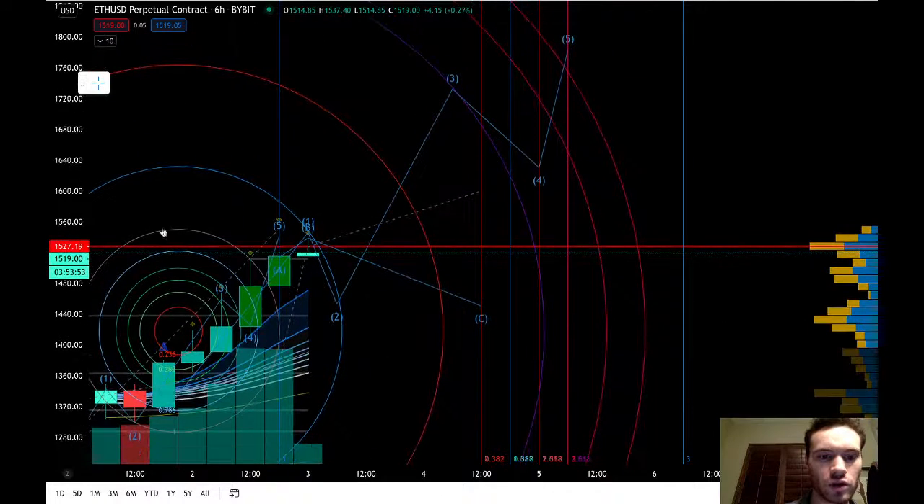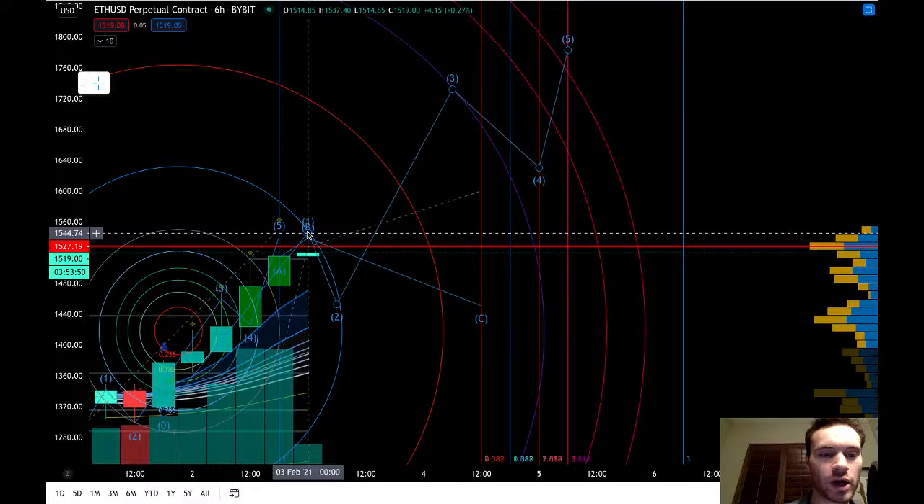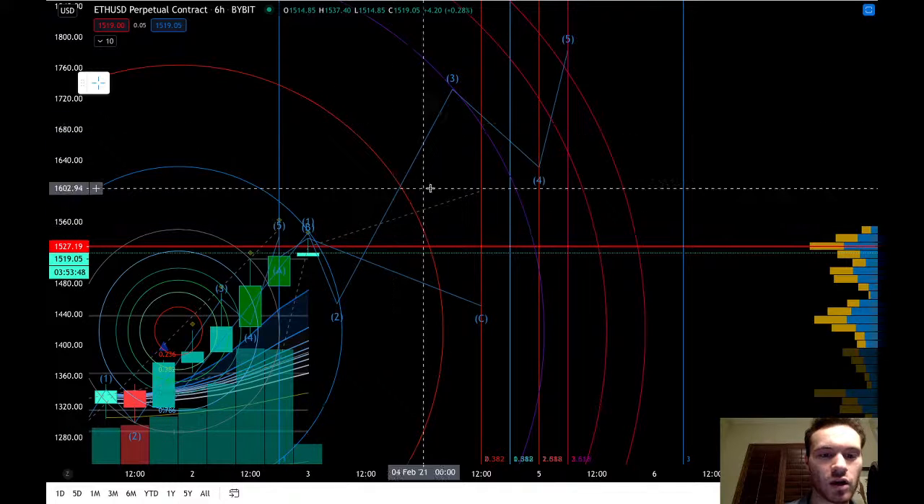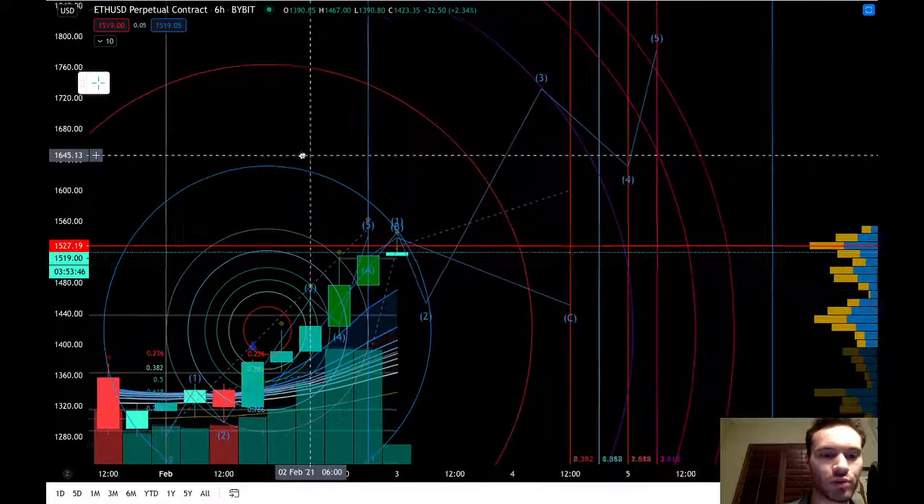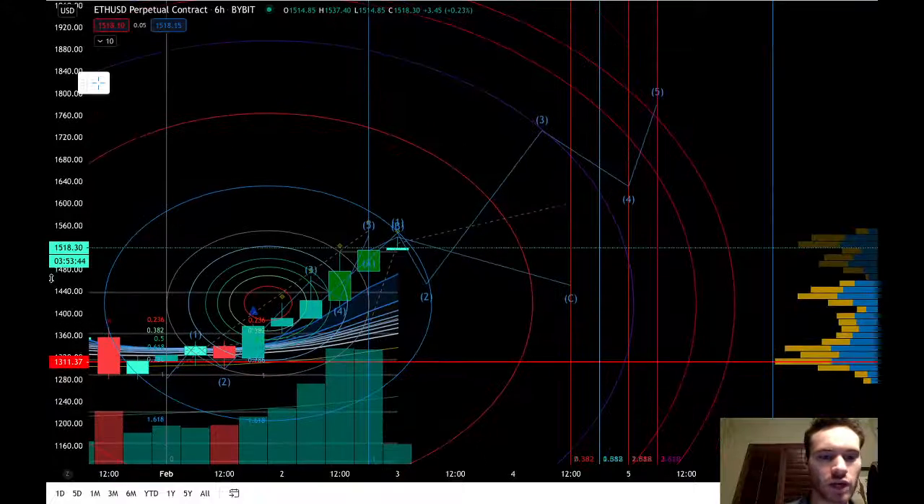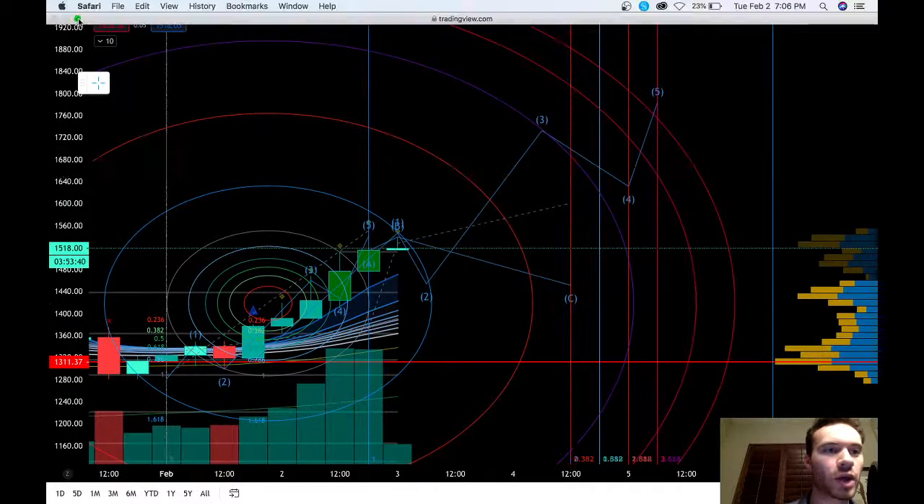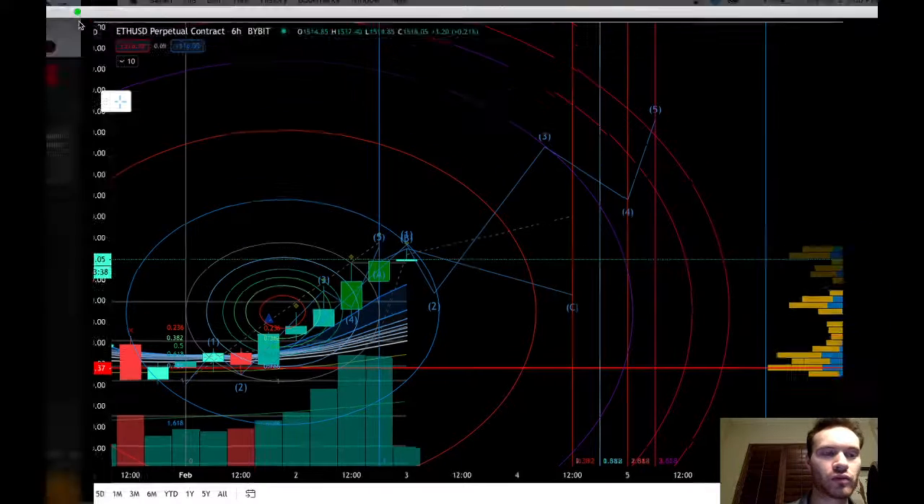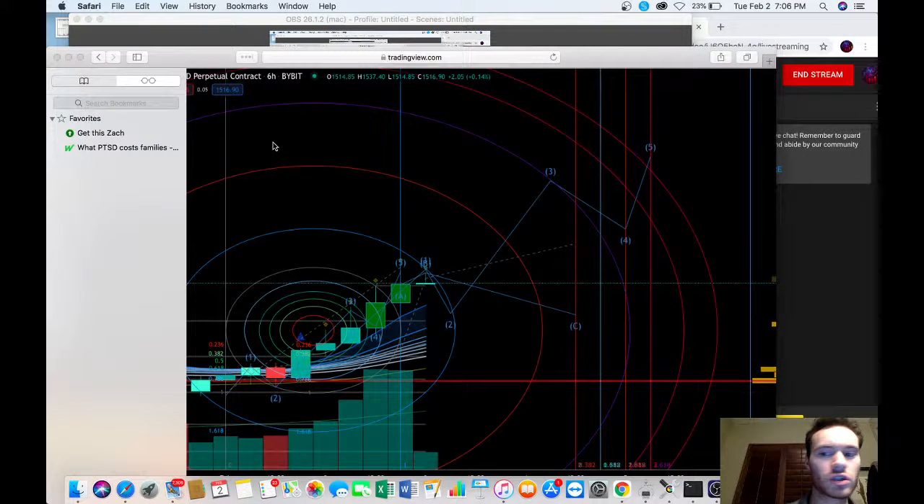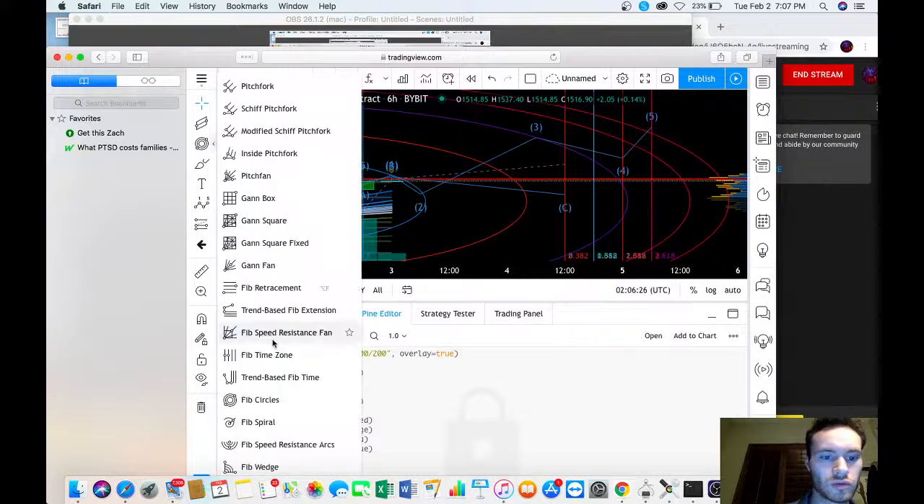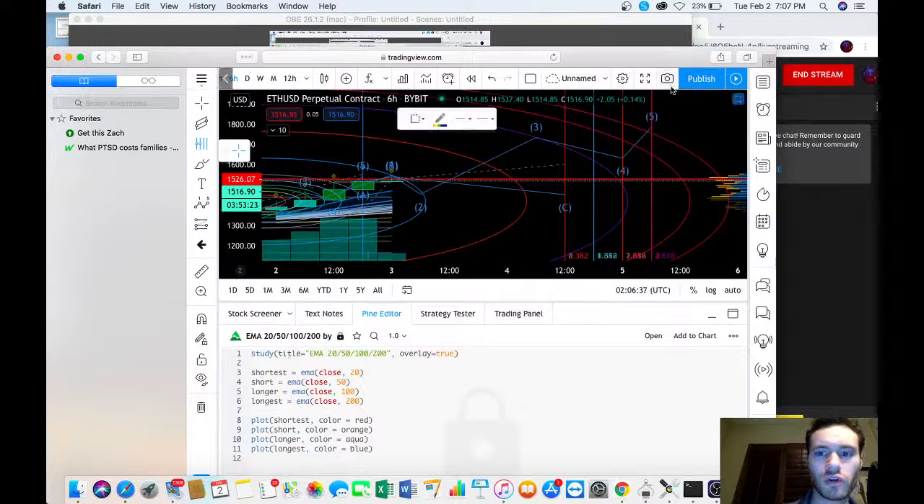Awesome. So essentially we're looking at this area. If we can break through this area, we're going to head higher. And then we're going to pull up the time frame again for it. Fibonacci extension, time zone, right here. So we're going to do this one first.